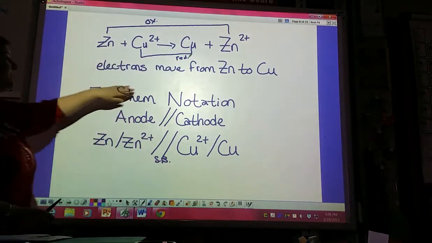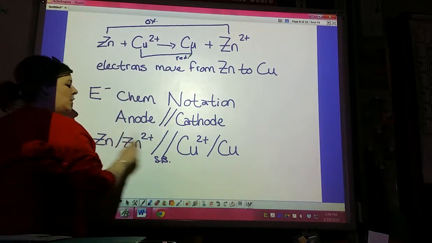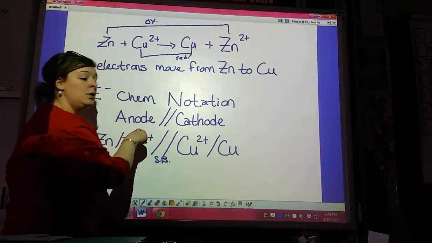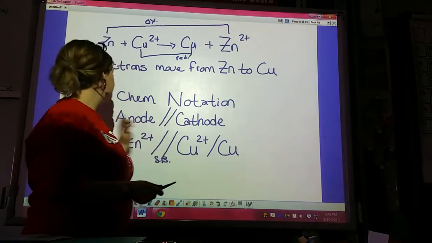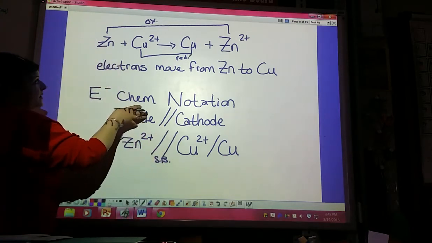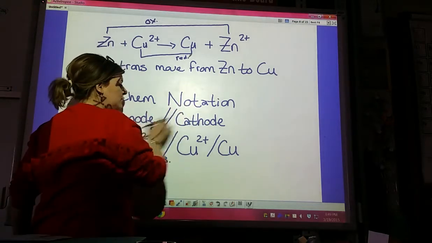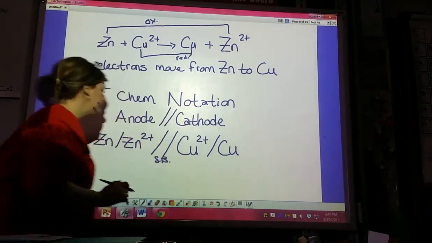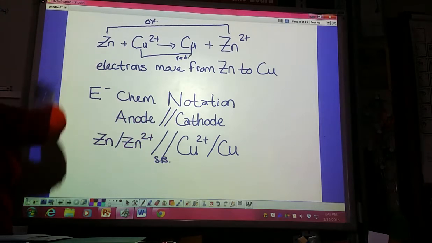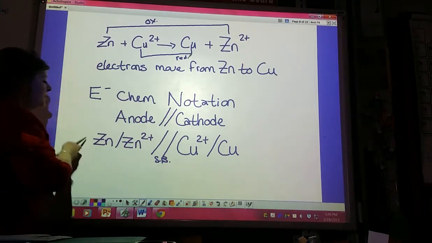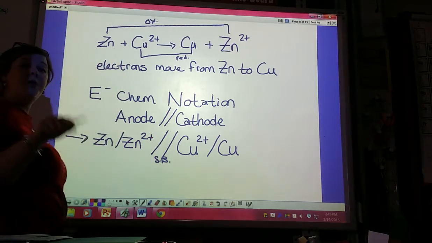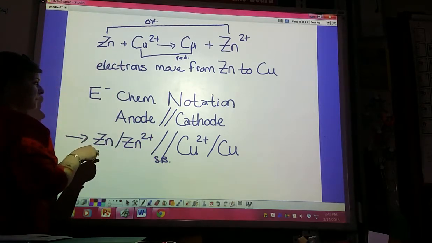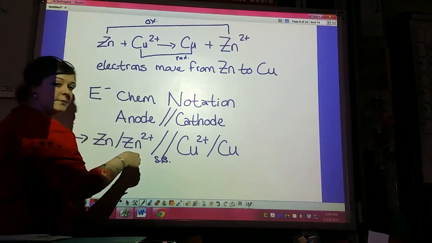For electrochemical notation, we can write what's happening at the anode, and then these two double lines represent your salt bridge. So I have what's happening at the anode, or that oxidation step, the salt bridge, and then what's happening at my cathode. If I have this reaction that I'm starting off with, this would be my electrochemical notation for this particular reaction. So I have zinc being oxidized to form zinc 2+.